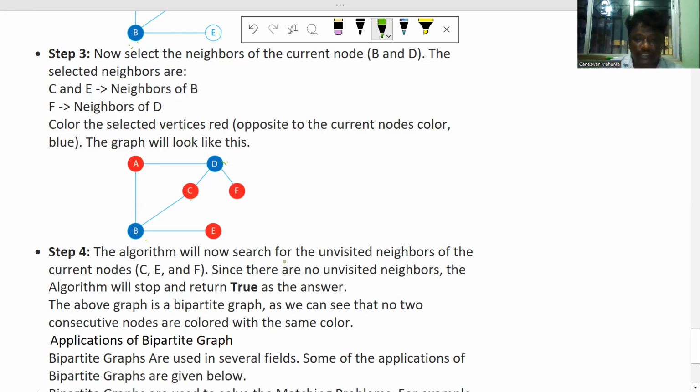The algorithm will now search the unvisited neighbors of the current nodes C, E, F. Since there are no unvisited neighbors, the algorithm will stop and return true as the answer. The above graph is a bipartite graph. We can see that no two consecutive nodes are colored with the same color. So this is called a bipartite graph.